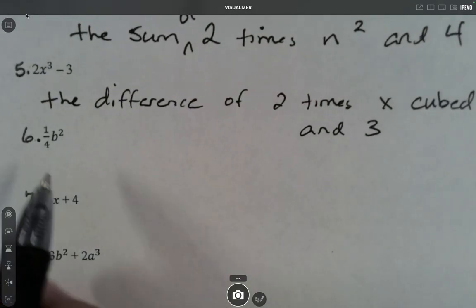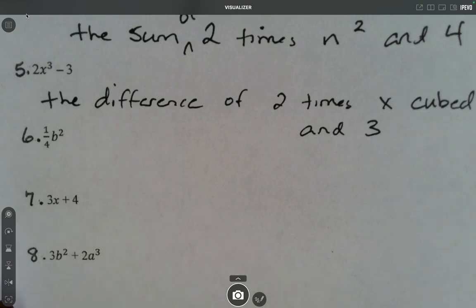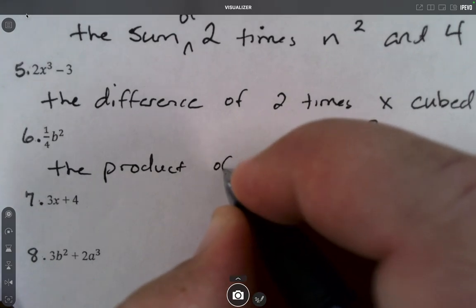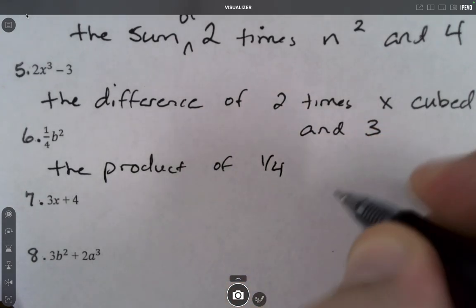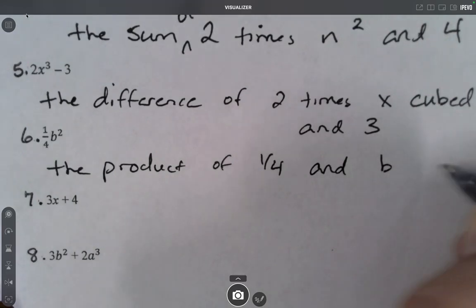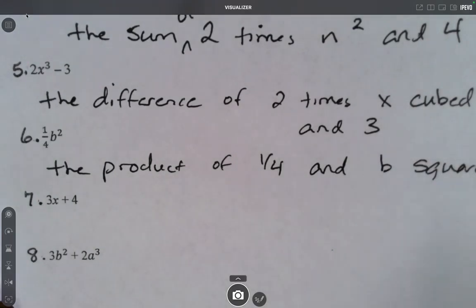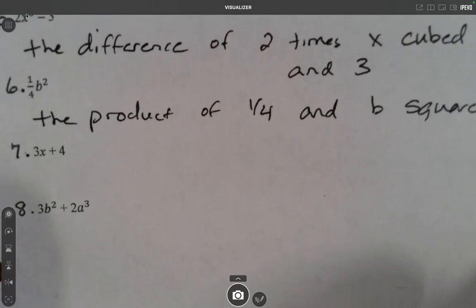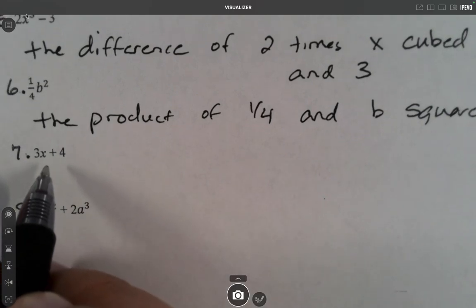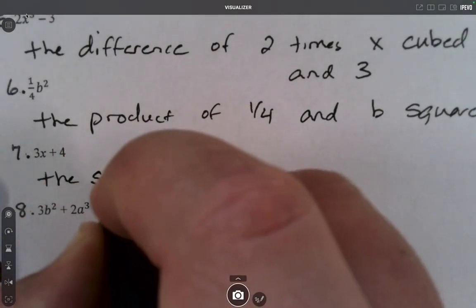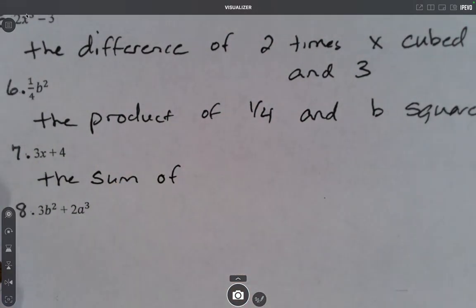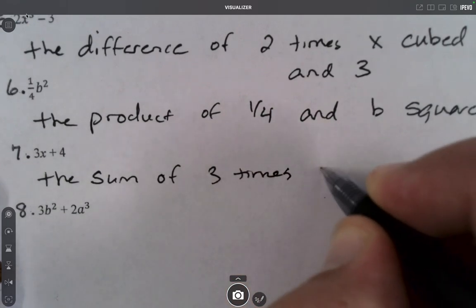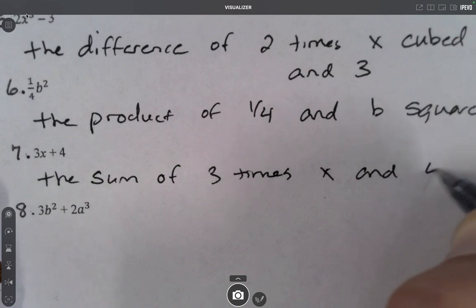Number 6, we actually do have an operation because 1/4 is being multiplied by b squared. So the product is how we'd start this one. The product of 1/4 and b squared. It's okay if you say b to the second power, that's fine. On number 7, our main operation is adding, so we'd start by saying the sum of 3 times x and 4.